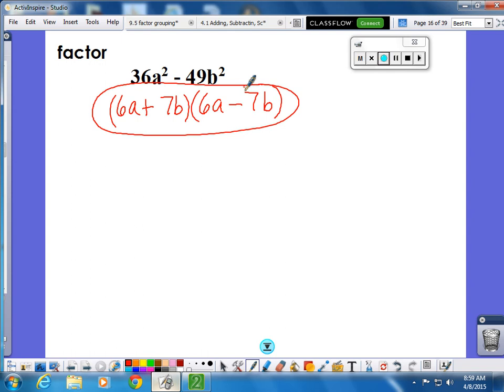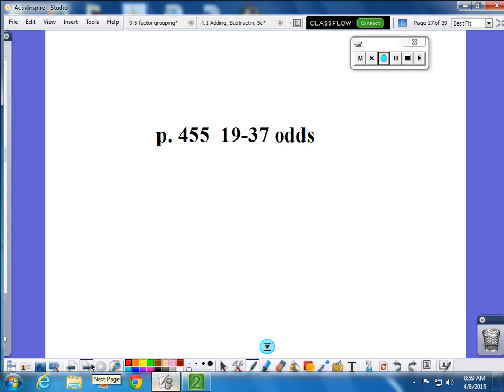These special cases we're talking about today are pretty easy. On page 455, we're doing 19 to 37, the odd, for tomorrow. Write the problem, give the answer. You know how long this is going to take you? Not very, because these were all short.